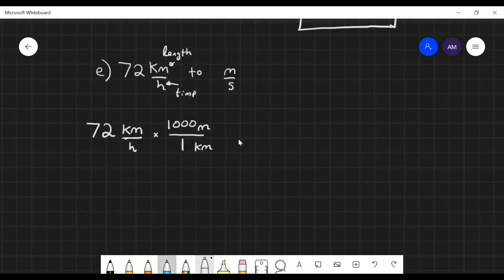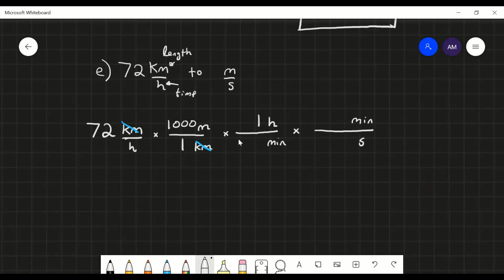And we're not done yet, so we cancel the kilometers, but we still have hours, and that needs to be converted to seconds. But that's something we practiced a while ago. How do we do that? Well, this time the hours is on the bottom of the fraction. So in order to cancel it out, we need to put hours on the top of this fraction. And I still don't know how to convert hours to seconds necessarily. We could figure it out, but it's easier to just do hours to minutes and then minutes to seconds.